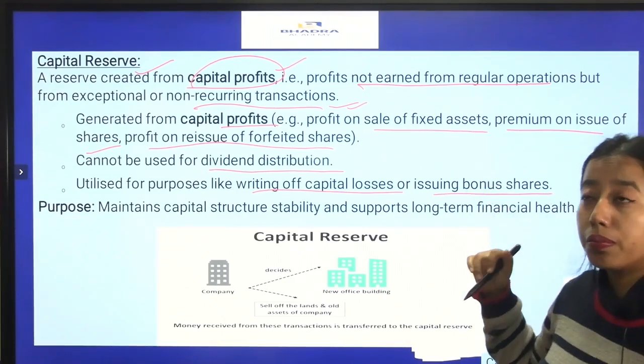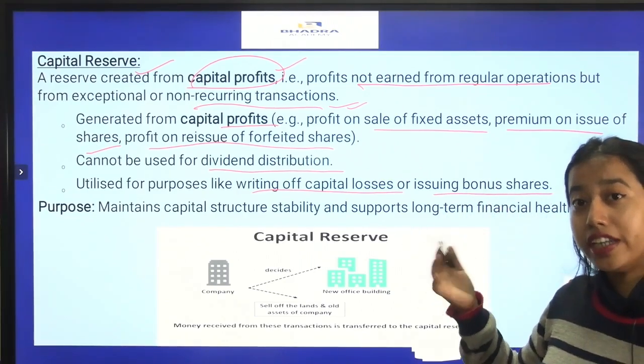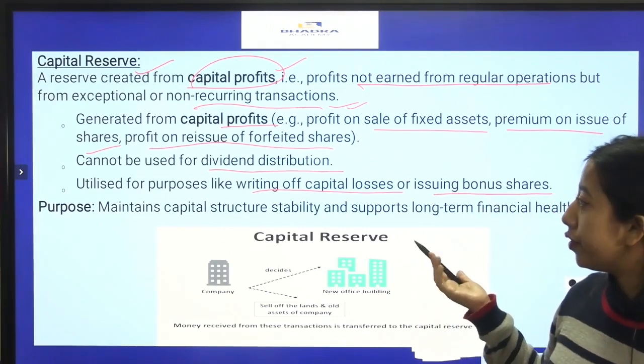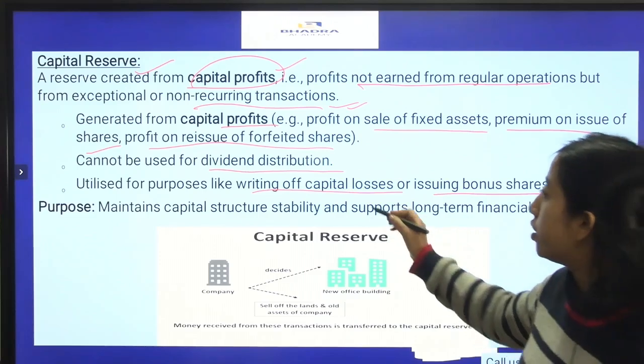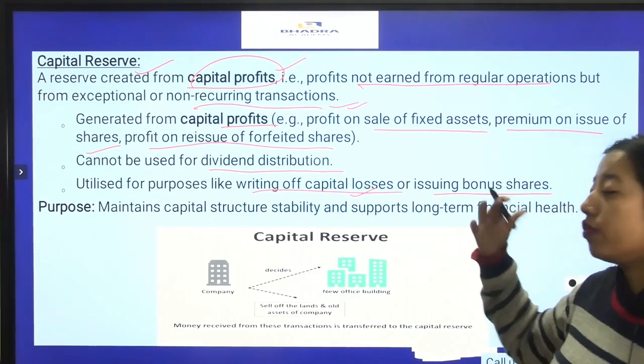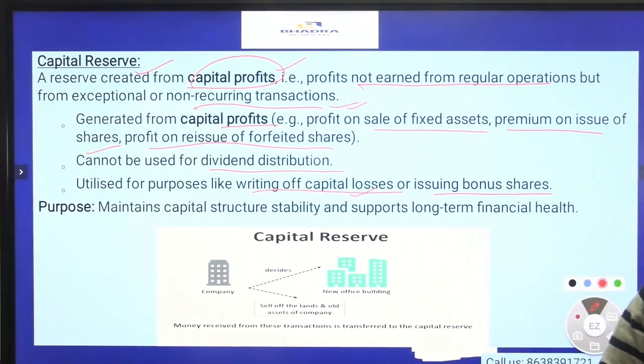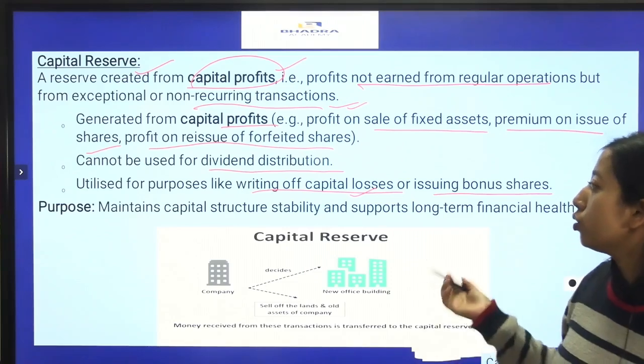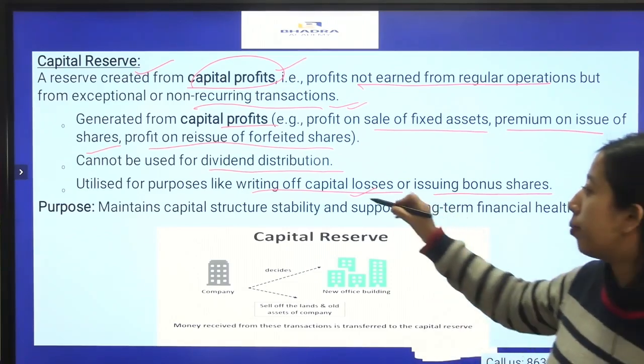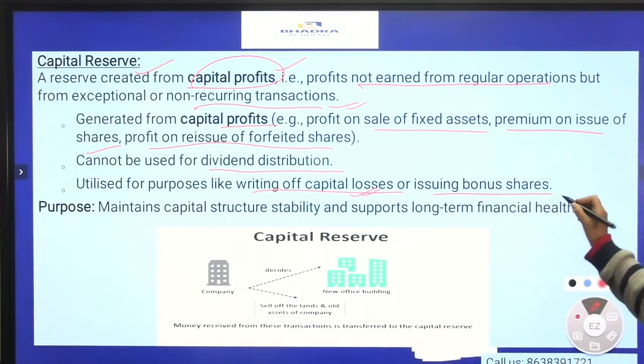So what is the purpose? Why is it, or what use is the capital reserve? It is used to write off capital losses. Just like capital profits, there are capital losses as well that happen in the business. So to write off that capital loss, the capital reserve is used, and even for issuing bonus shares to the shareholders, the capital reserve is used.